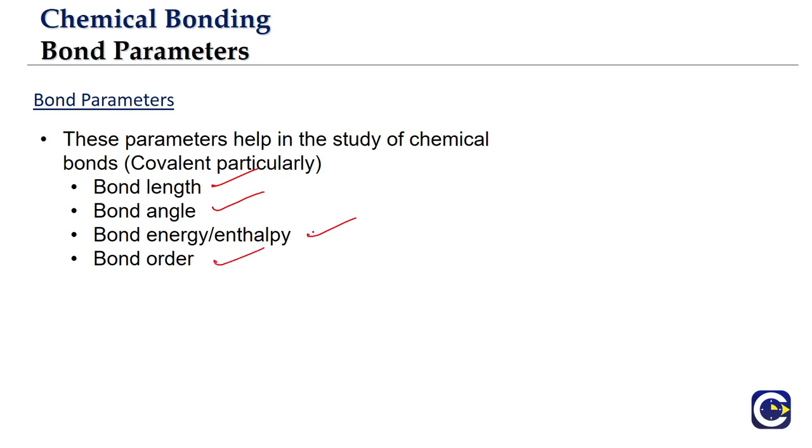So we look at the definitions of each of them and what are some of the attributes of these bond parameters. But at the beginning itself, what we need to keep in mind is the bond parameters are mostly defined for the covalent bond, not for the ionic bonding. Okay, so for ionic bonding also some of these parameters can be attributed, but not all of them.